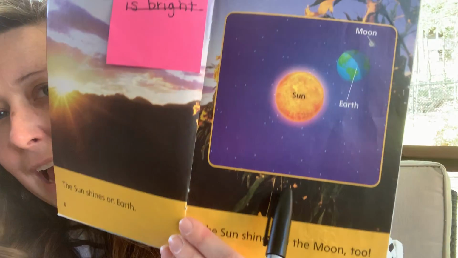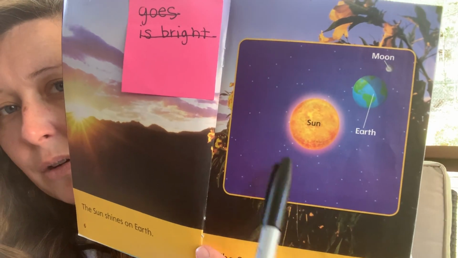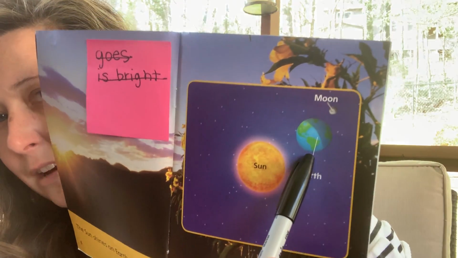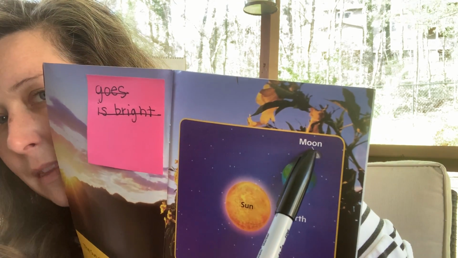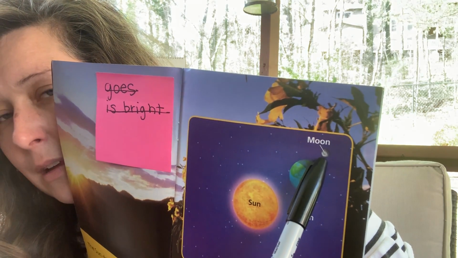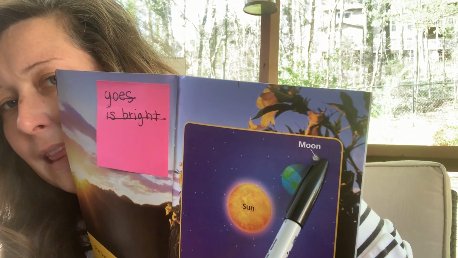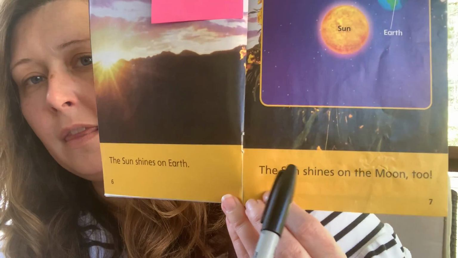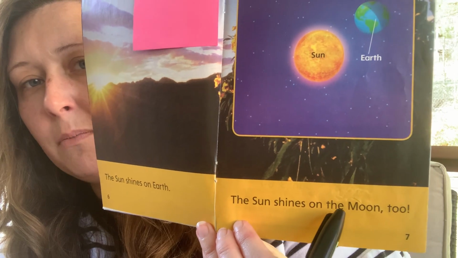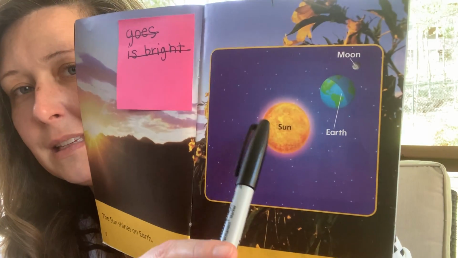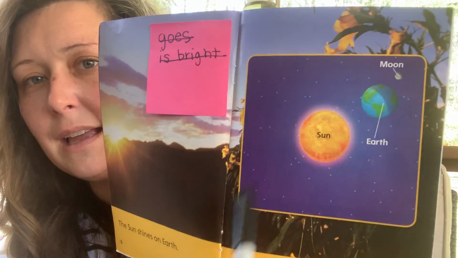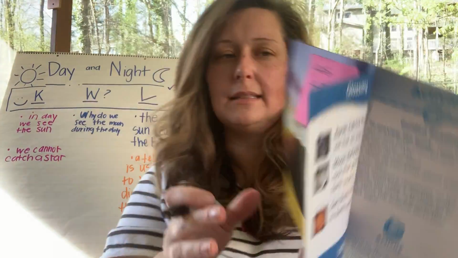And let's look at the diagram and see if that's happening here too. Look at how they put the sun shining on the earth. And now they put the moon up into the orbit as well. So it's the sun, the earth, and the moon. The sun shines on the moon too. See how it's got them all in a row so the sun can give light to both of those bodies. You guys are doing really good with this book today.